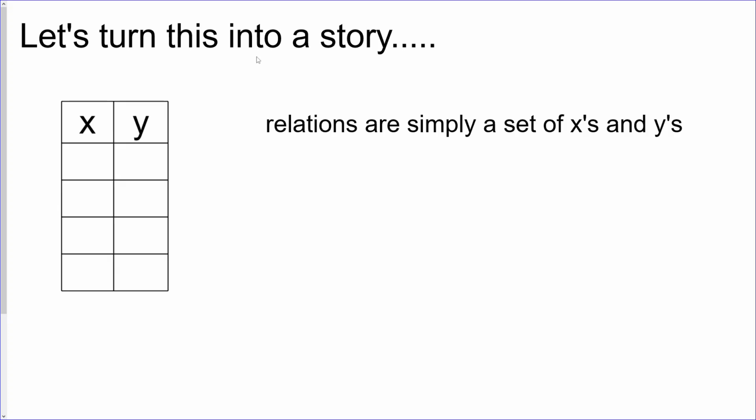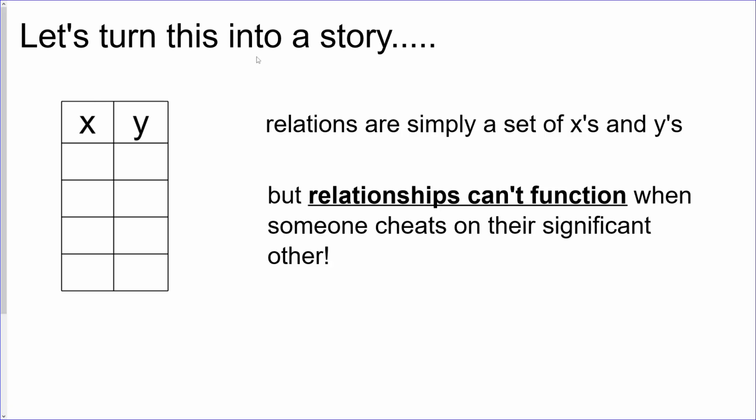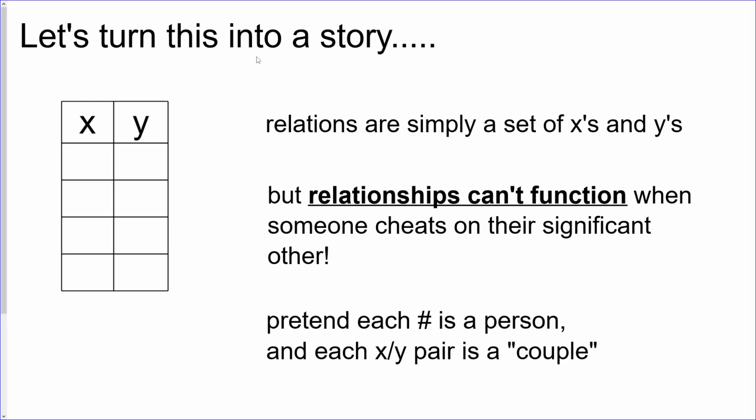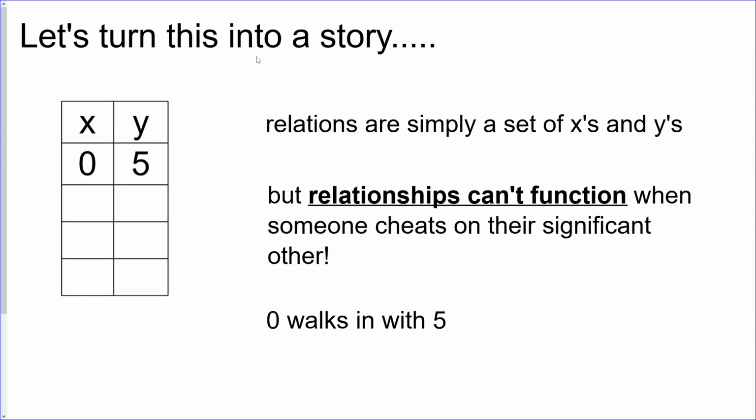So I say let's turn this into a story. Let's get away from our notes for just a second, and remember that relations are simply a set of x's and y's. But relations can't function when someone cheats, right? So if we pretend that each number is a person and each XY pair is a "couple," we're going to be able to make sense of this with a story. It's not math, but it'll get us the answer every time. Then we'll come back for the math later.